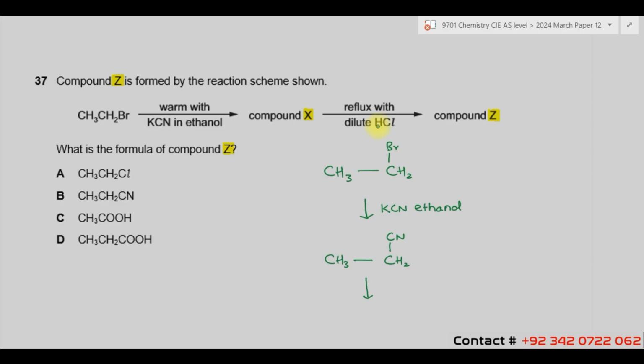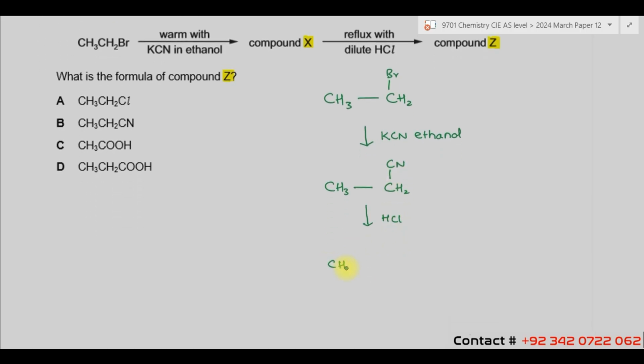This cyanide can be refluxed with dilute HCl to form carboxylic acid and ammonium salt. We used HCl, so it is ammonium chloride. So compound Z is propanoic acid. We have a 3 carbon carboxylic acid. Correct answer is D.